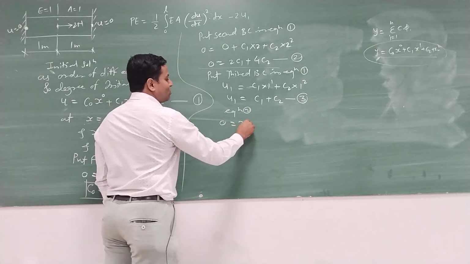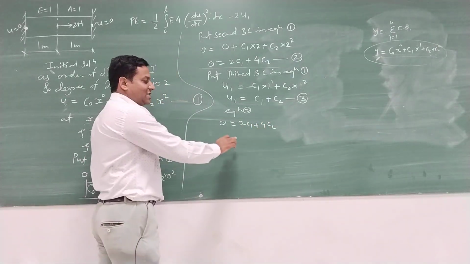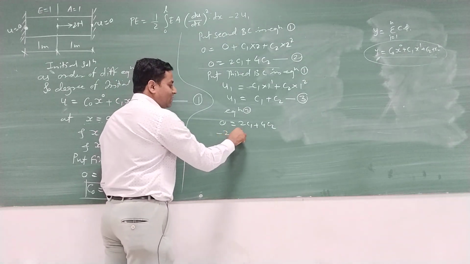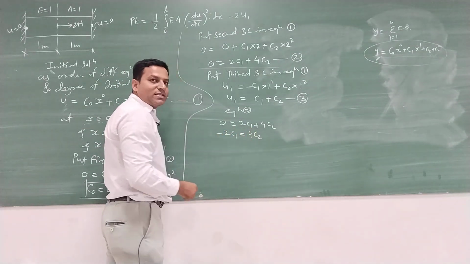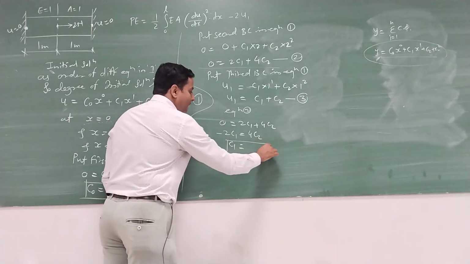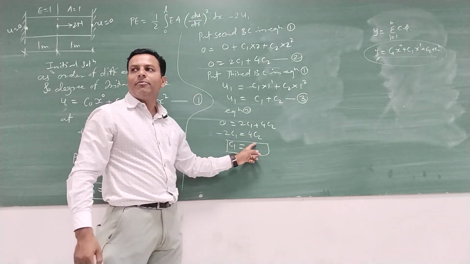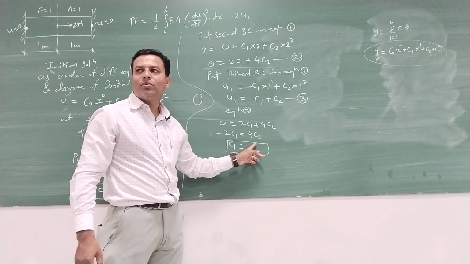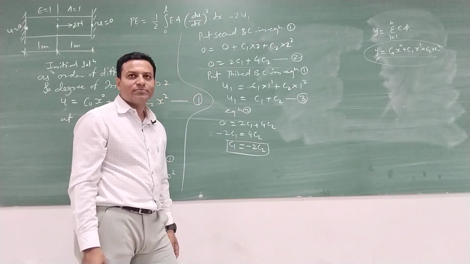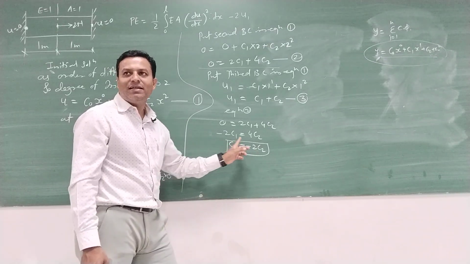0 is equal to 2C1 plus 4C2. Transfer this 2C1 on this side. So minus 2C1 is equal to 4C2. So C1 will be equal to 4C2 divided by minus 2, minus 2C2. So this is the direct relation between C1 and C2.